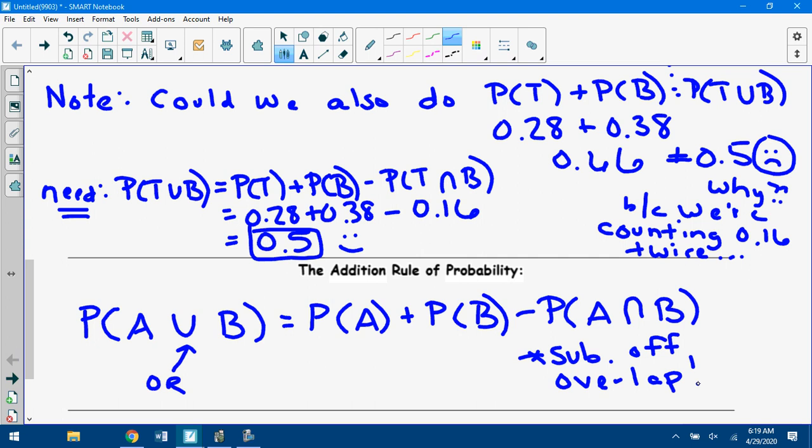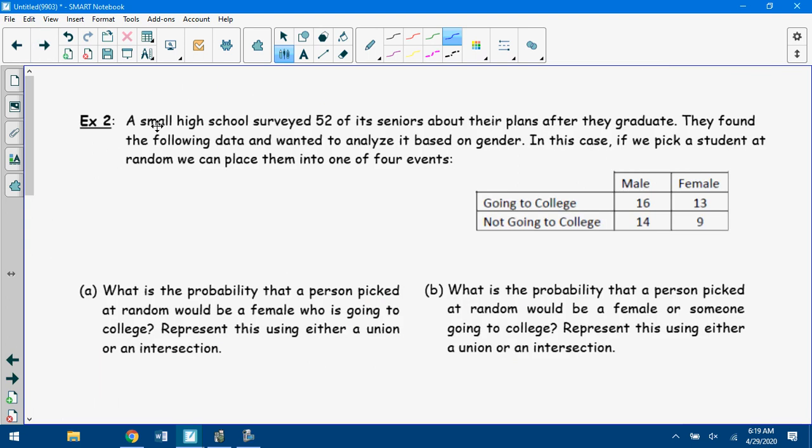All right, let's do some examples. A small high school surveyed 52 of its seniors about their plans after they graduate. They found the following data and wanted to analyze it based on gender. In this case, if we pick a student at random, we can place them into one of 4 events. Now, there's something missing about this table. What's missing? Right, the totals. And you'll see that a lot. So if there's not totals, get them first.